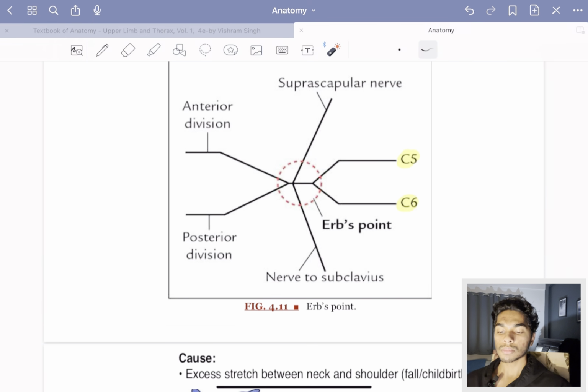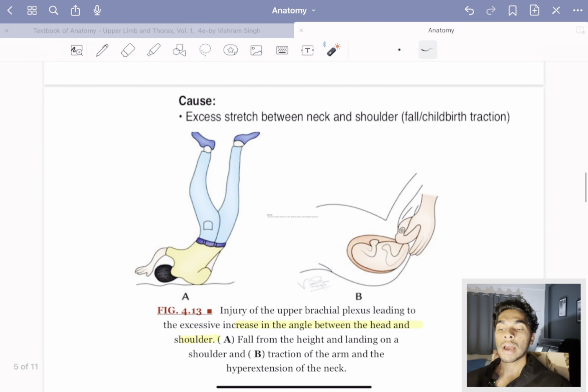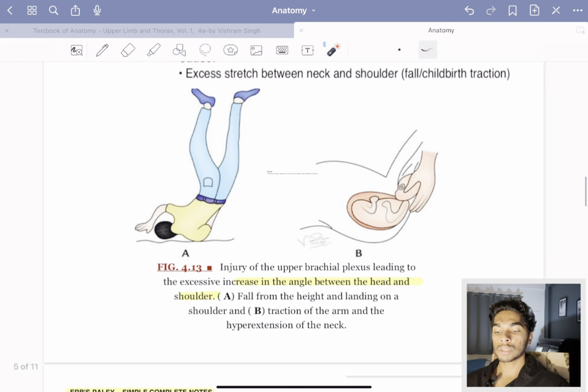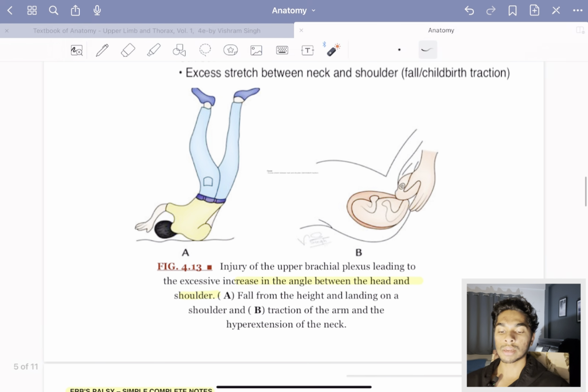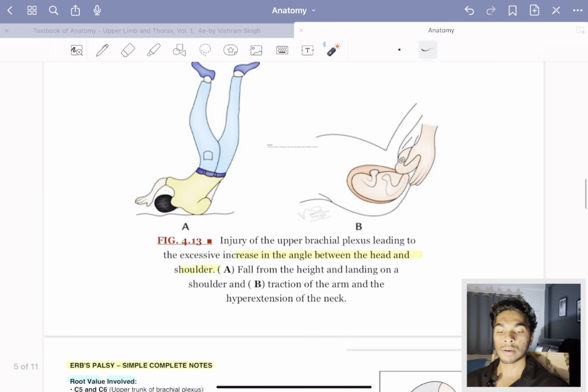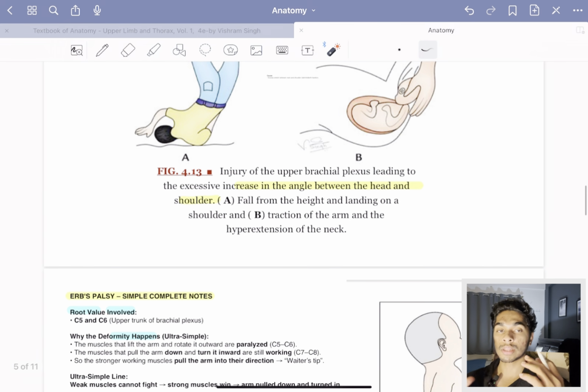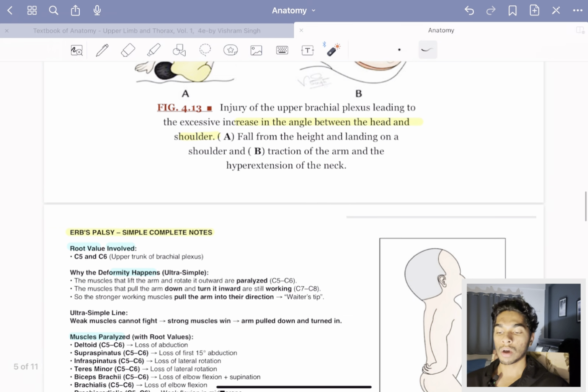The cause of this injury: excess stretch between the neck and the shoulder. Basically, you see this, the angle between the head and shoulder. If this is increased, then there is upper plexus injury. This happens with a fall from height, landing on the shoulder where it goes down and the head goes this way. And during delivery, pulling the head and neck increases the angle. So this is the cause of Erb's paralysis.